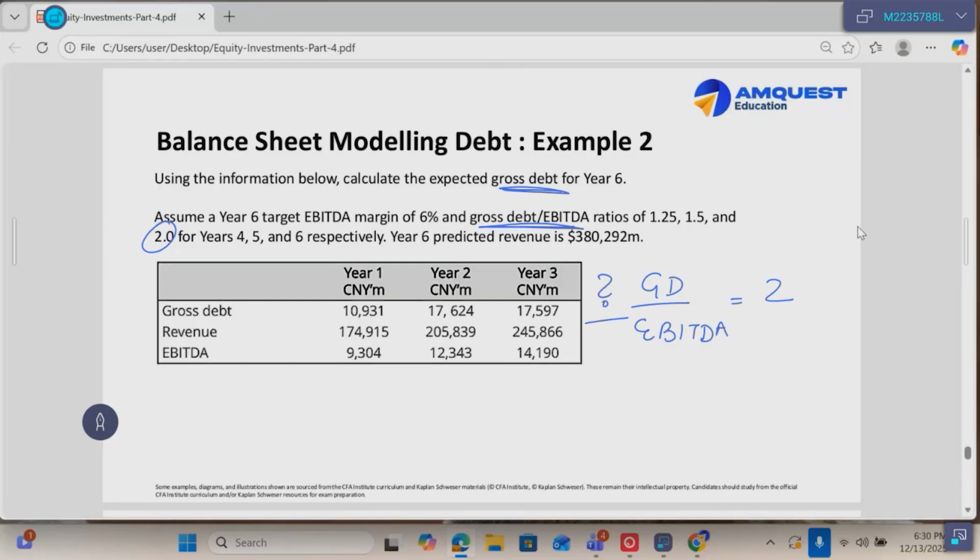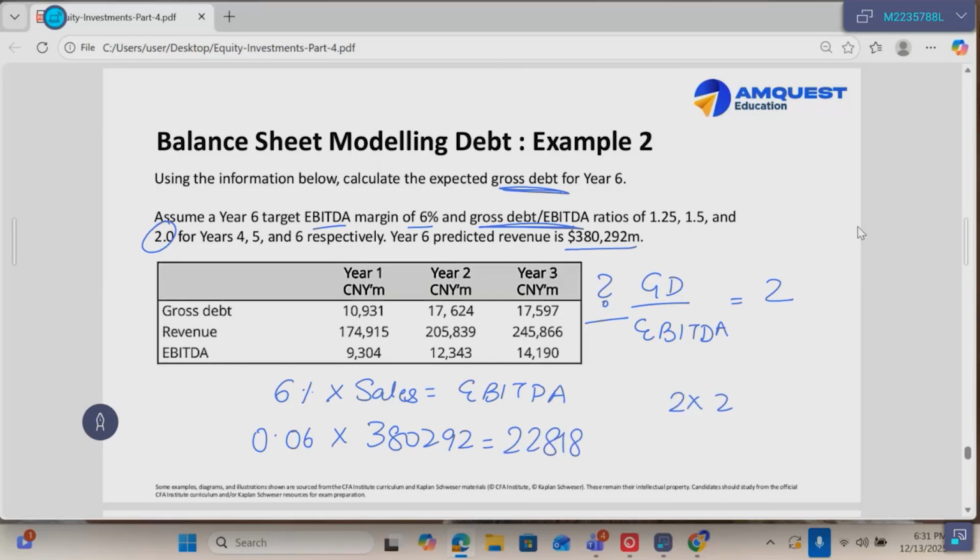To calculate EBITDA for year 6 is not given, but we have been given EBITDA margin. So 6% multiplied by sales, this gives you your EBITDA. So it is 0.06 multiplied by, we have been given year 6 predicted revenue 380,092. We solve for this, we will get the EBITDA. The answer is 22,818. So 2 multiplied by 22,818 will give you the gross debt, which is 45,635. So they have asked us to calculate gross debt.